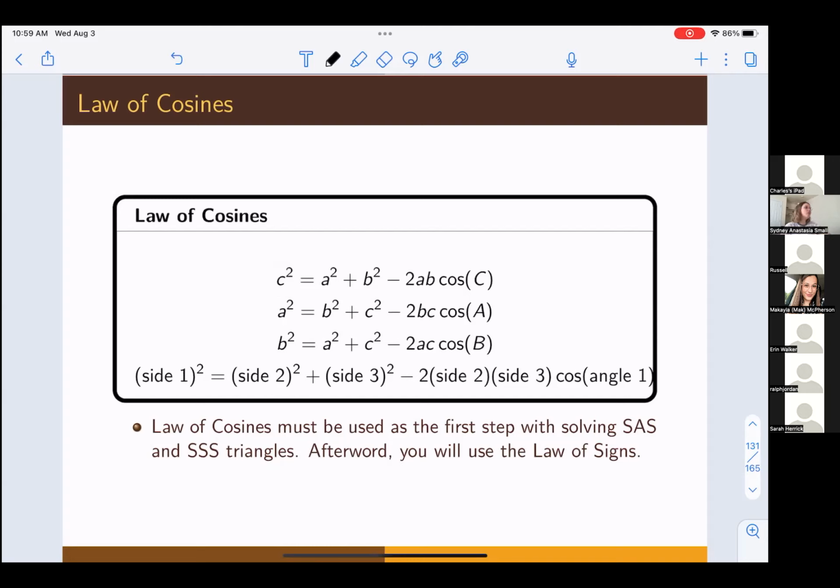So, as we may have been able to tell from the previous slide, the law of cosines must be used as the first step when solving side angle side and side side side triangles. For example, for side side side triangles, we know 3 side lengths, so we could plug all 3 side lengths in there and then solve for any of the 3 angles we wanted to. Similarly, with side angle side, we'll know 2 sides and an angle. We can solve for the remaining side. And we know it'll be like this because of the way a triangle is set up.